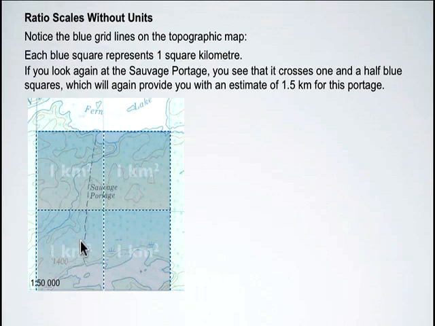So 1.5 times a length of 1 will give us 1.5. So that's another way to estimate the length of the portage to be 1.5 kilometers, which matches the estimate we got by measuring and using the scale.